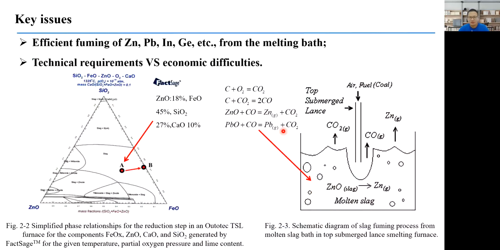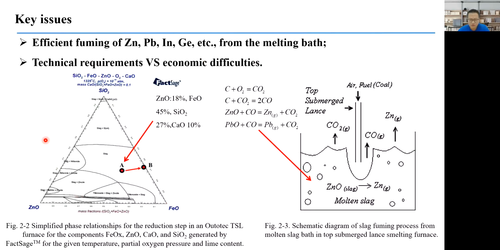So how about the key issues? We know the background is important, and we should have some methods in recycling. We should efficiently fume zinc, lead, indium, germanium, silver, gold, copper. Actually, they can be fumed, they can vaporize, or they can also be present in other forms, like species in the melting bath. All of these components are in this melting bath, and how to get them vaporized, and also the technical requirements and difficulties. We should have the consideration from thermodynamics and from economics.